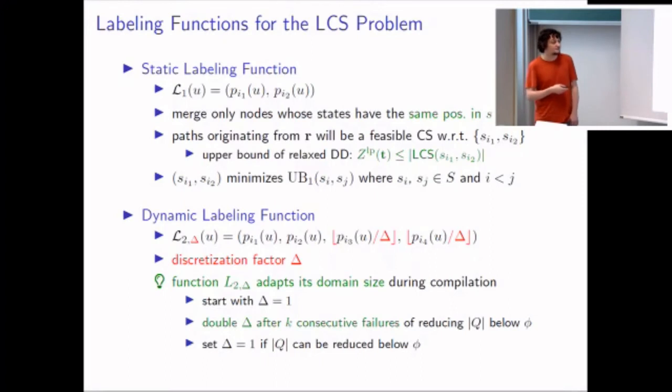So we start with a delta of 1, which means that we do not discretize at all. And as soon as we fail k consecutive times to reduce the open list size below β, we double the size of delta. This means that we decrease the domain size and we will find more nodes which we can merge. And as soon as we can successfully reduce the size of the open list, we reset delta to 1.